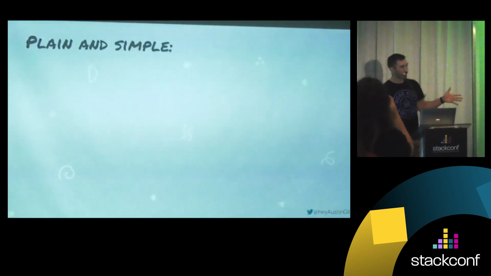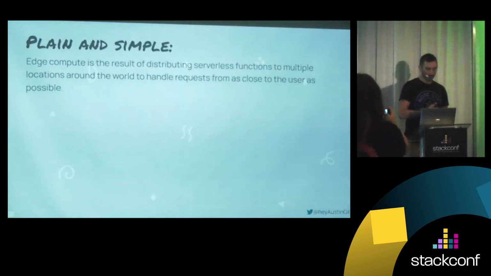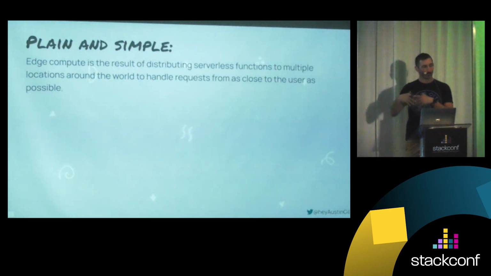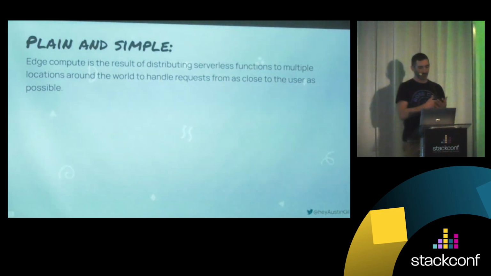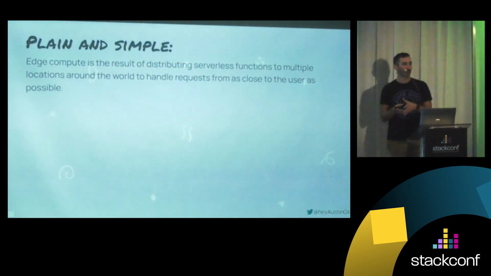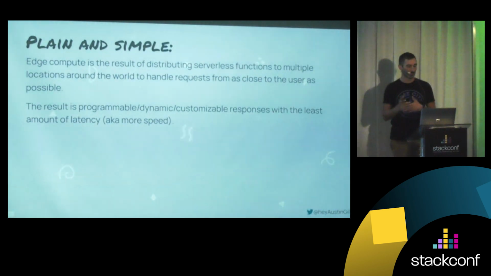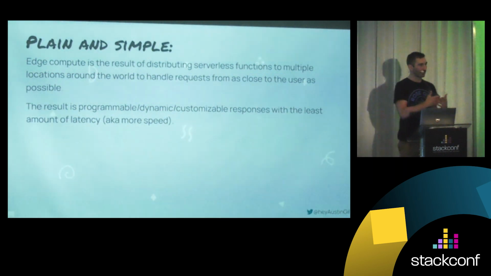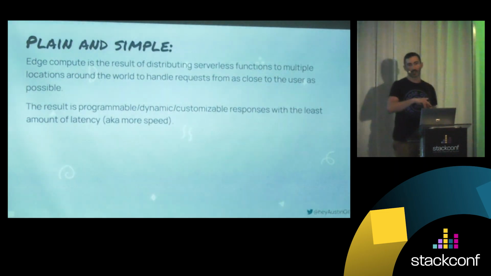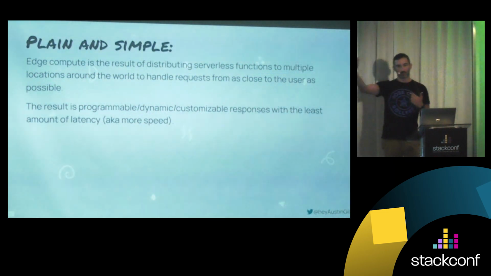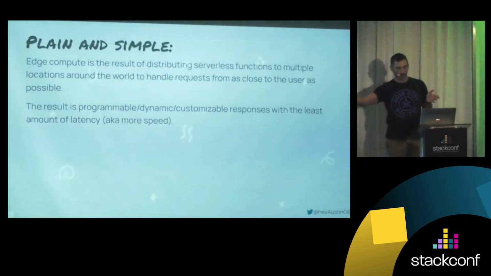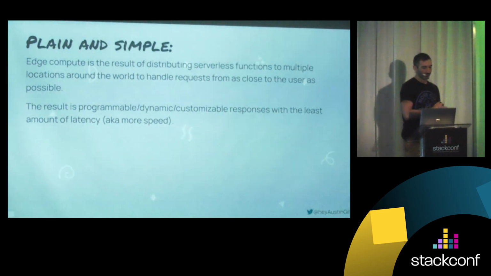So just plain and simple, to get it out of the way, edge compute is the result of distributing serverless functions to multiple locations all over the world to handle requests from users from as close to the user as possible. And the benefit or the result of doing things this way is we have a way to create programmatic or dynamic or customizable responses with the least amount of latency. Latency being the amount of time that a request and response has to travel in flight, not actually doing any work, to go from the client to the origin server or to the server and back to the client. So it's basically related to speed.